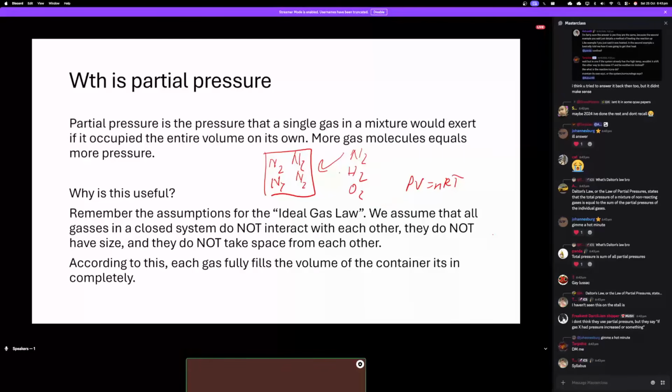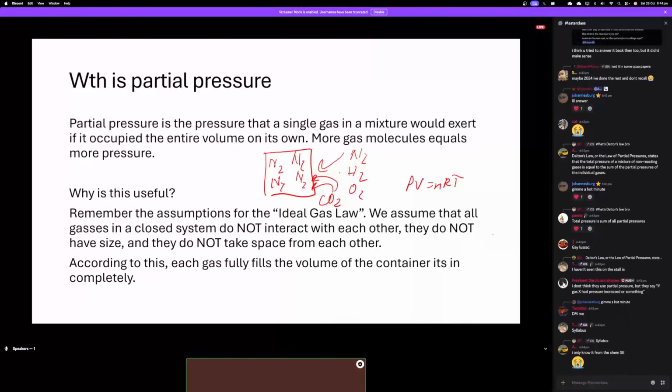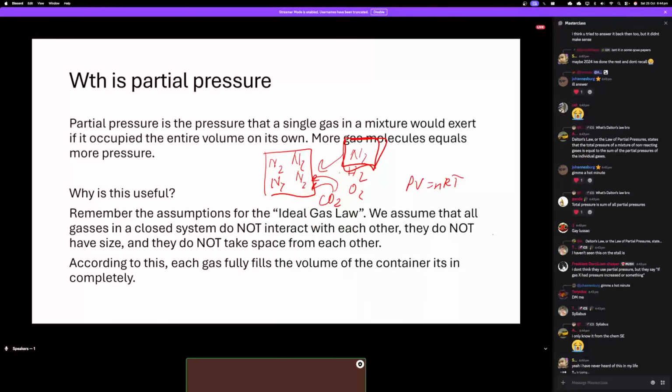If I just had N2, according to this, each gas fills the volume of the container completely. So let's say I added a new gas. I added some CO2 to this container. If I added CO2, the partial pressure of N2 would not change. It would stay the same because we are ignoring this addition of CO2. Does that make sense?